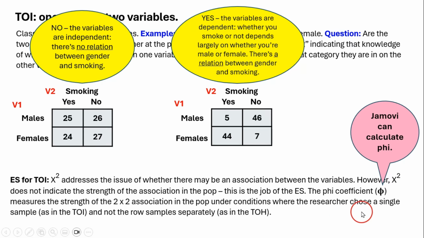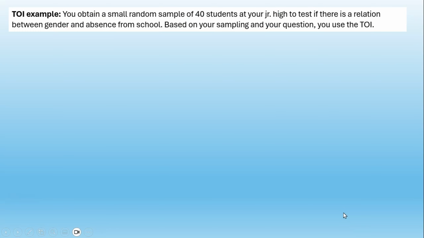Oh, and by the way, Jamovi can compute some of these effect sizes for you and gives you several other options as well. So let's do a TOI example, test of independence. You obtain a small random sample of 40 students at your junior high to test if there is a relation between gender and absence from school. Based on your sampling and your question, you're going to use the test of independence.